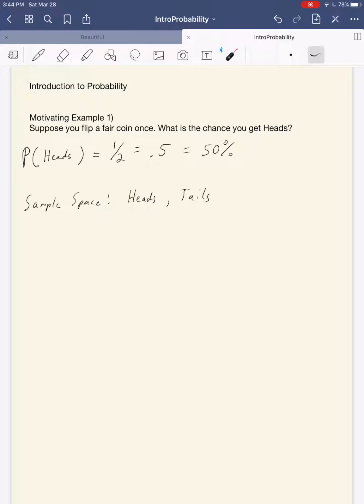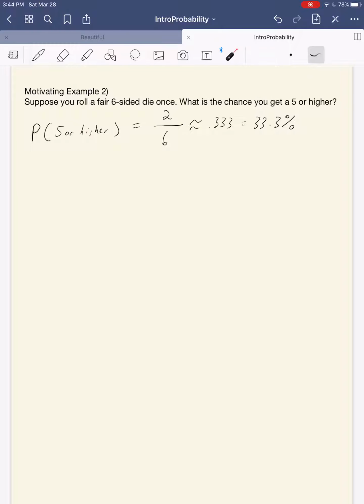The sample space here was very simple. There were only 2 possible things that could happen. We could get heads, we could get tails. Let's talk about the sample space here, right? The sample space in this case was a little bit more complex. We were rolling this dice once, so what are all the things that could happen? Well, we could get a 1, 2, 3, 4, 5, or 6. There were 6 different things in the sample space because any one of those numbers was possible.